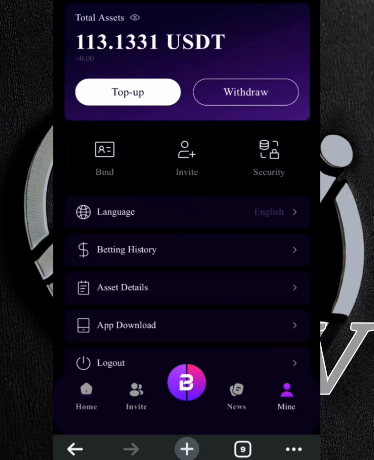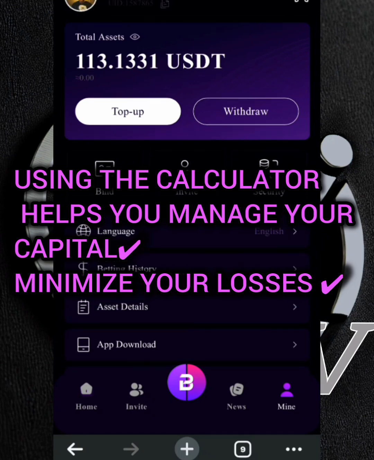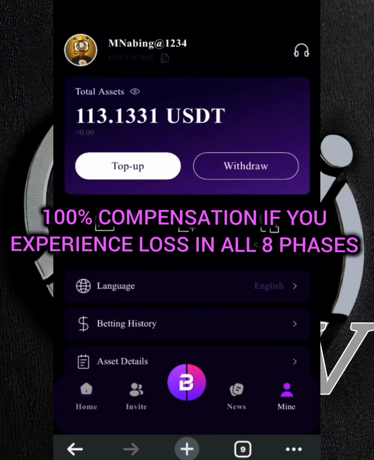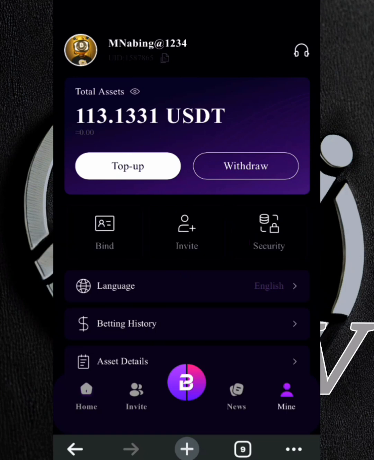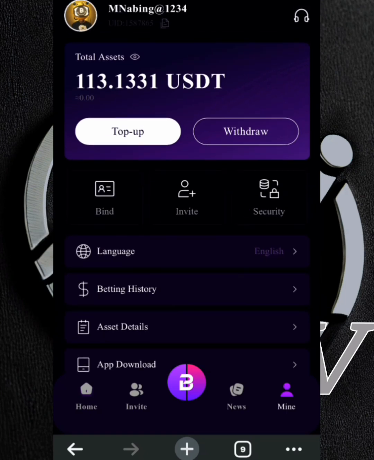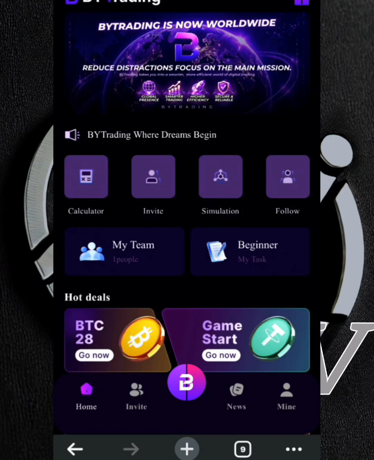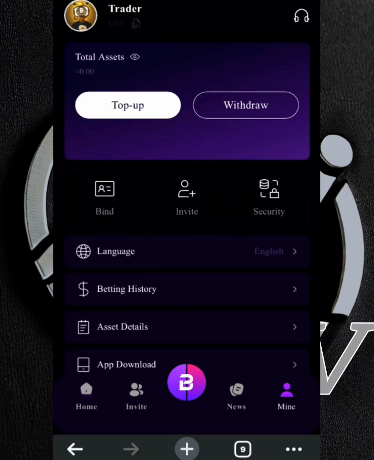Now, the importance of using this signal group is that it will help you manage your capital, one, and it will also, if you have losses up to the 8th phase, which rarely happens, compensate you with all your capital back. If you are using the signal group and the calculator and you lost up to the 8th phase, all your funds will be refunded back to you. This is why I'm explaining it step by step for you so you can try it out.